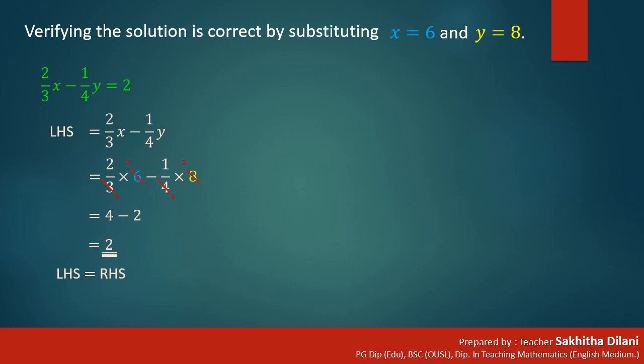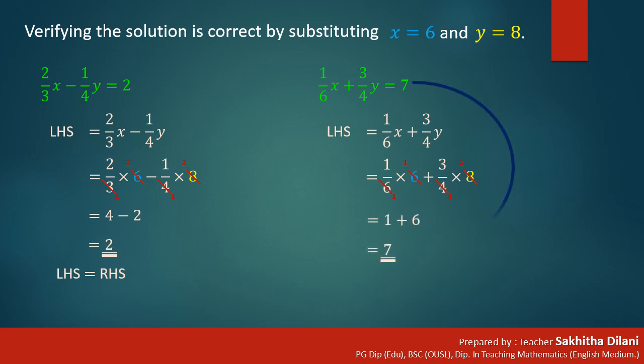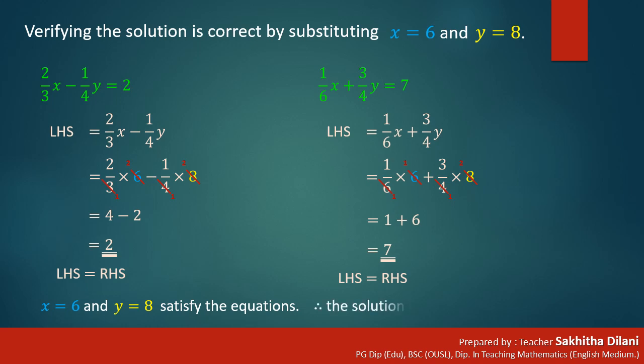Now let's substitute the same values in the second equation too. After simplifying, you can see that it is 1 plus 6, it is 7. It is equal to the right hand side of the second equation. That means left hand side is equal to the right hand side. Therefore, we have the correct answer x equals 6 and y equals 8. So, x equals 6 and y equals 8 satisfy the equations. Hence, the solution is correct.